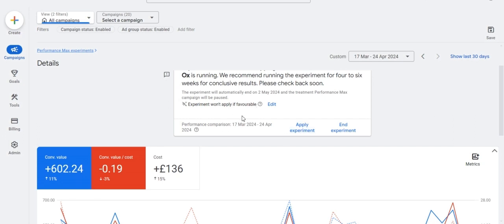And what you're seeing here is the results of that experiment. As you can see, the experiment is actually still going on, and this is the inbuilt Google Ads experiment, by the way. The performance comparison is for the date range 17th March to 24th of April, and the experiment will automatically end on the 2nd of May, as Google is saying here. Google is asking us to come back after 4 to 6 weeks to get conclusive results. I'll explain in a moment what we really mean by conclusive results. This is a very specific point and it's important to understand.